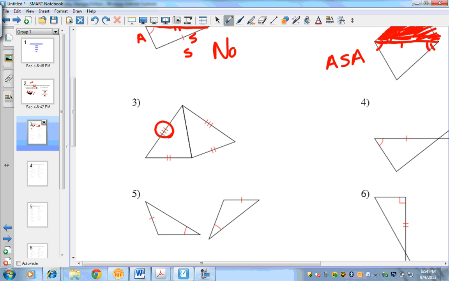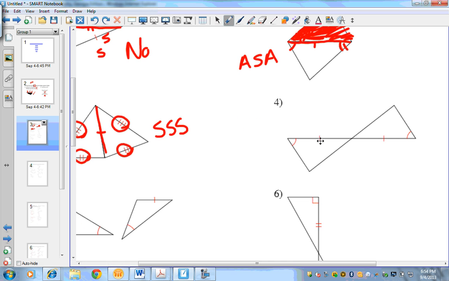This side is congruent to this side is congruent to this side, and of course we have the shared side that is congruent to itself. So what we have here are 3 pairs of sides that are congruent to one another. That is side, side, side. Let's look at question number 4.